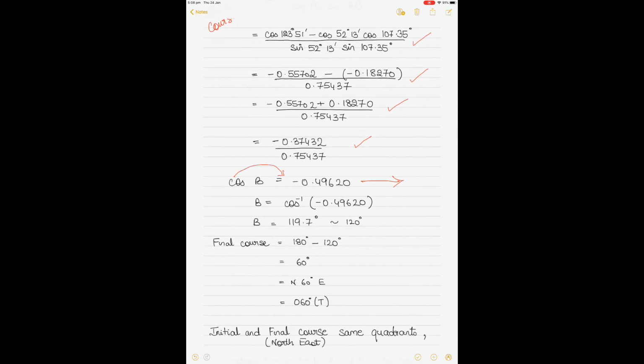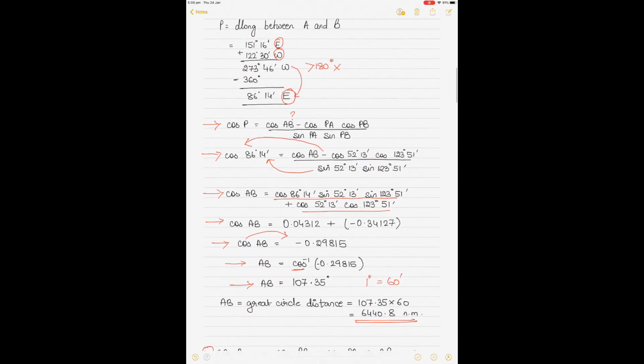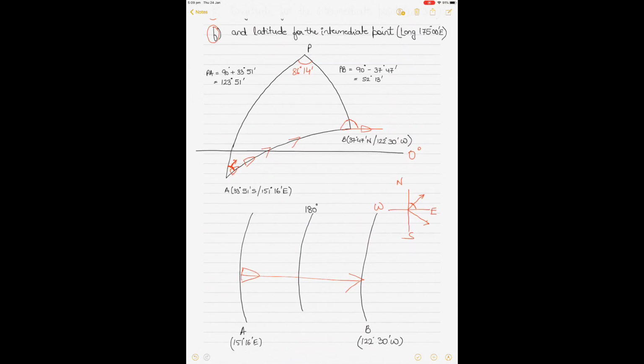Once you come to this stage where you get cos B equals minus 0.49620, take cos to the other side, you get a cos inverse. Cos inverse of the value will give you B equals 119.7 degrees, which I have rounded off to 120 degrees for purposes of calculating the course. Now I have told you before, this B is the internal angle B. So what you have found out is 120 is this angle here.